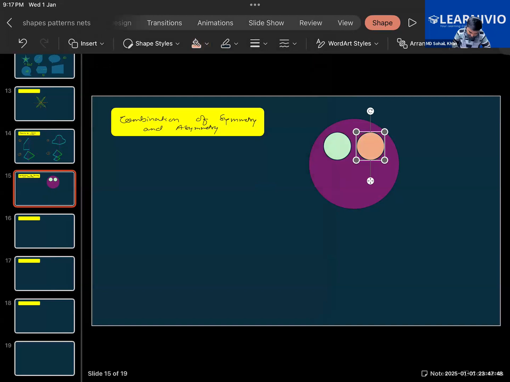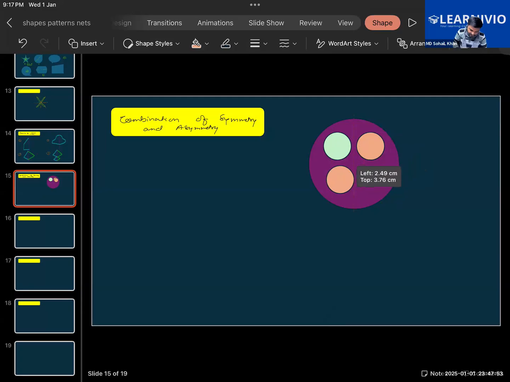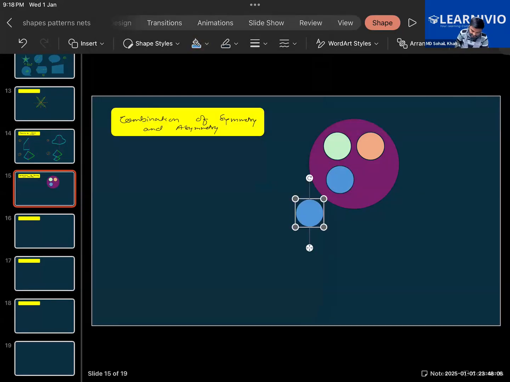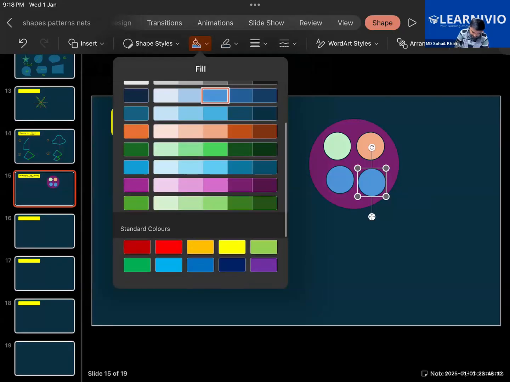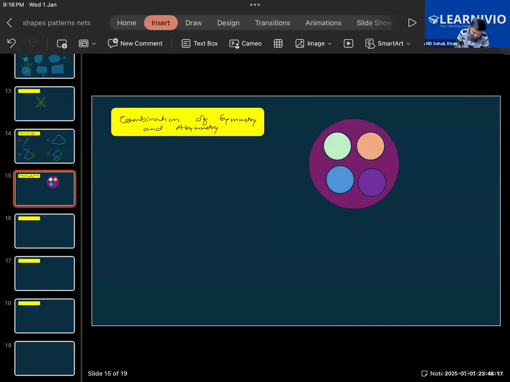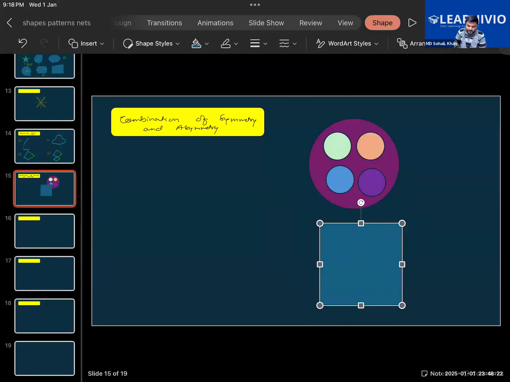Right now the topic which we're learning, Habib, is combination of symmetry and asymmetry. In this, you will see that despite a figure showing symmetry with respect to its shape, in accordance with the color they have, they can show asymmetry. Just give me one minute, let me complete this. Then you will understand what we are learning over here. That's the first shape. Another shape I'm going to take is a square. See, we have taken a square.